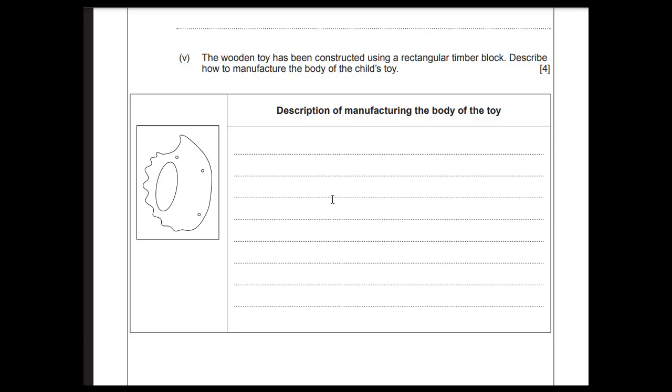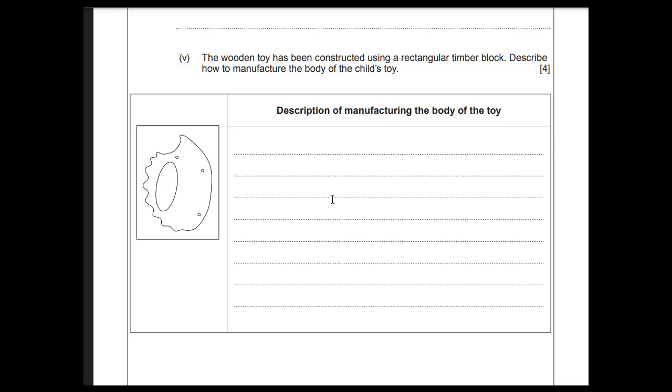Okay, so if we know that at the end we've got to apply finish, we always do. We know that to apply finish we need to sand things down, so that will come before there. But once we've drawn it, we need a way of taking that shape out. So it's obvious that the next thing we need to do is cut the shape out, but you need to explain how you would cut that out.